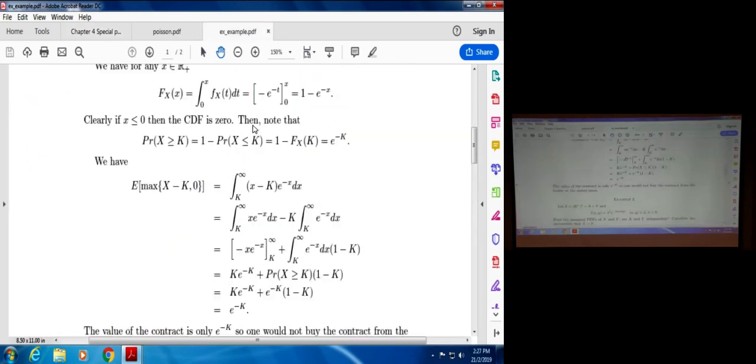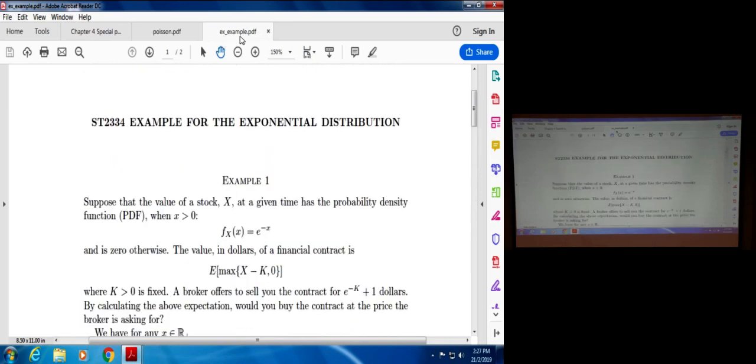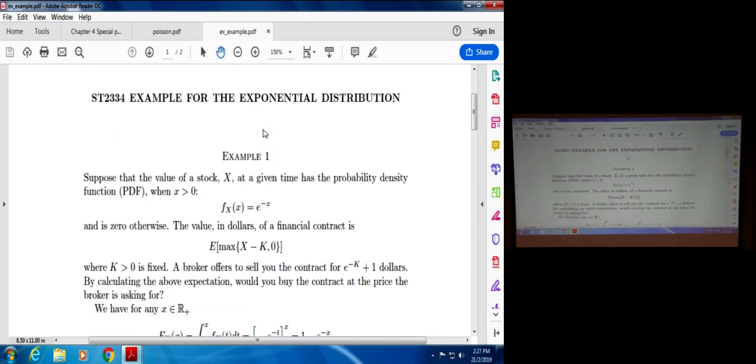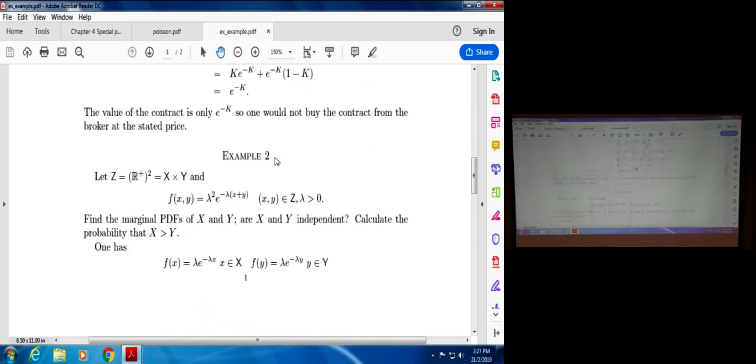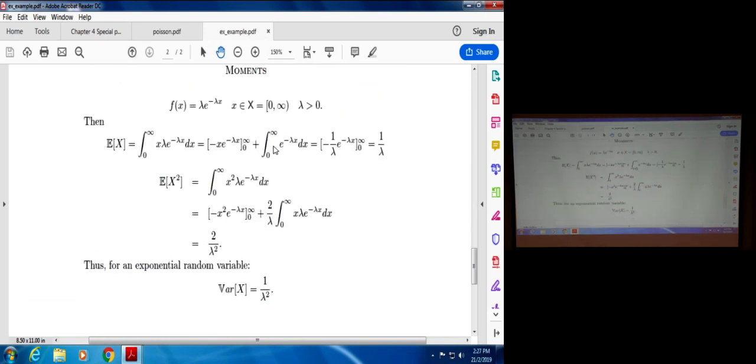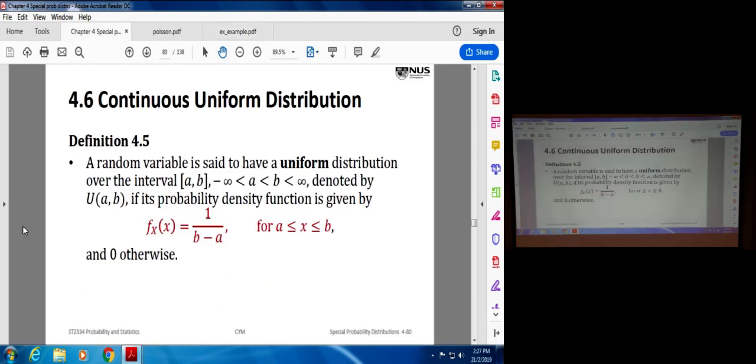I'm going to talk about this file here. It's ex_example, on this lambda, so if you want to read that beforehand, it gives you some examples for the exponential distribution. I'm going to start with this part actually, but we haven't got there yet.